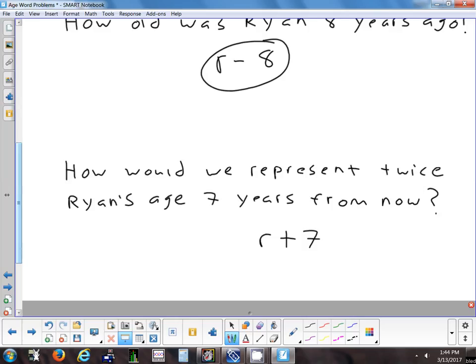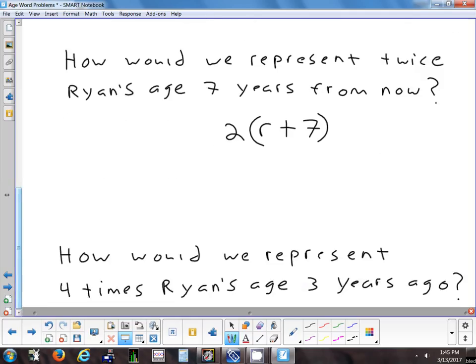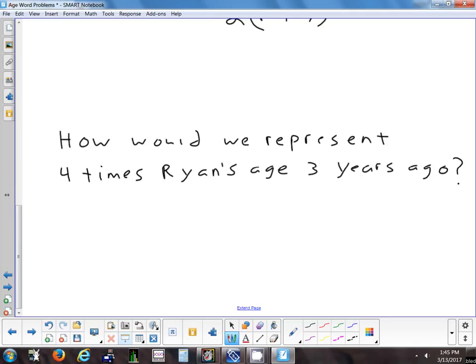Now, whenever you have the person's age and you have to do something to it, put it in parentheses. What are we doing to Ryan's age 7 years from now? By what? 2. So this represents twice Ryan's age 7 years from now. So just get in the habit, whenever you write someone's age, put it in parentheses, just in case we have to do something else to it. All right? And how about 4 times Ryan's age 3 years ago? What part do you think you would start with?